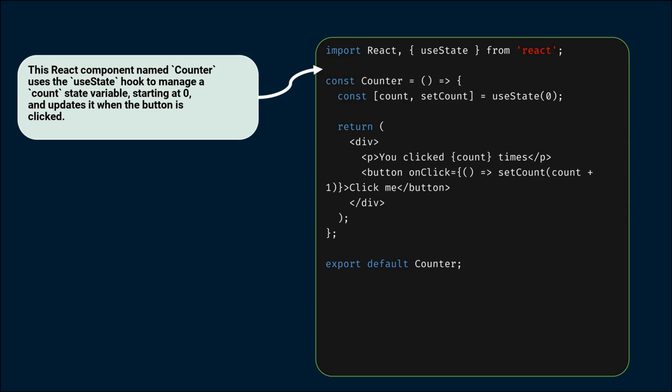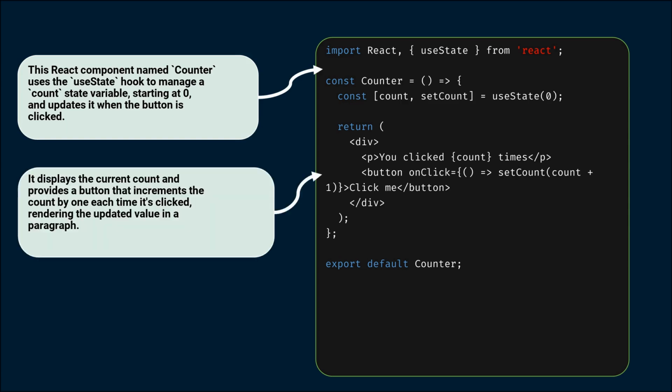In this code, we start by importing React and the useState hook from the React library. The Counter component is defined as a functional component. Inside this component, we declare a state variable called count, which is initialized to 0 along with a method, setCount, that will be used to update this state.